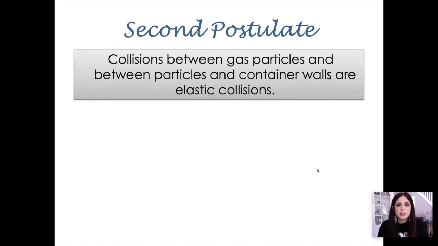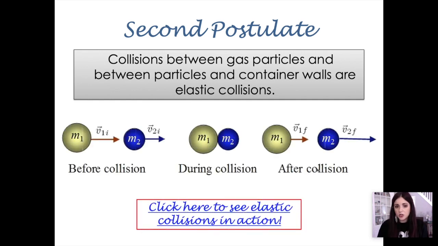Second postulate says that collisions between gas particles and between particles and container walls are elastic. So elastic means that there's no net loss of energy. They could collide at different velocities. One could be going really, really fast, and one could be going a little bit slower. They collide, and the net energy that they separate with after the collision is equal to the energy they came in with. There is no net loss of energy.